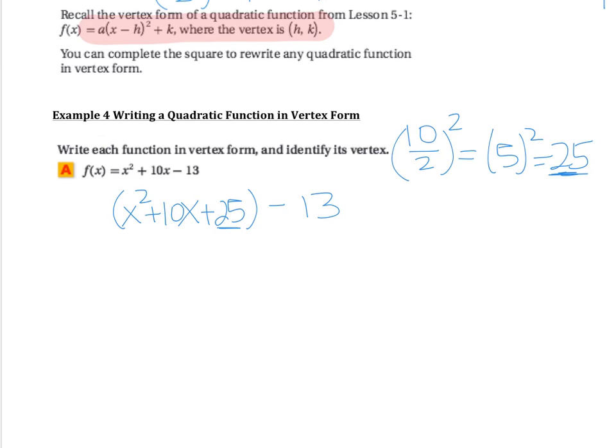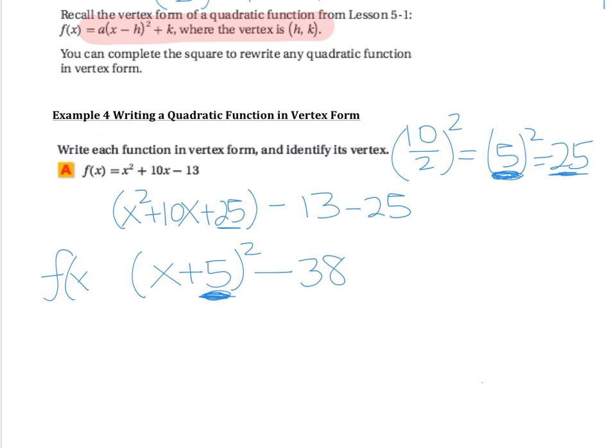Now I don't have 2 sides of an equation this time. I have inside the parentheses, outside the parentheses. Since I added inside the parentheses, I need to subtract outside the parentheses. Now I can write this as a binomial squared. What's my number? 5 from here. Minus, and I combine these two, is 38. Now I have the function in vertex form.